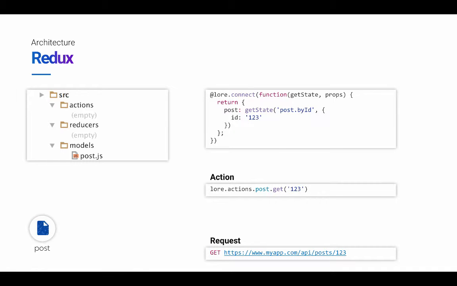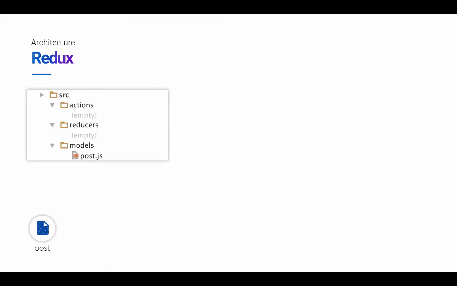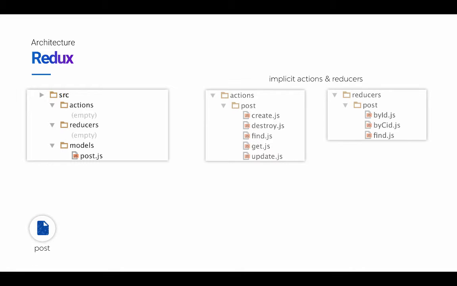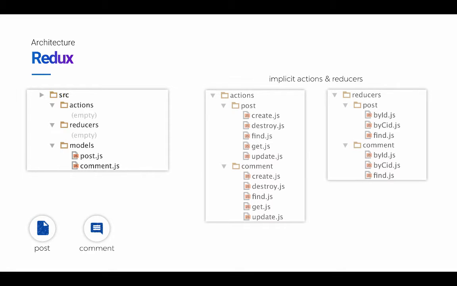We can also request a post by ID, a common usage of which would be to retrieve data associated with a specific route, such as the post corresponding to the post ID in a URL, which is provided to us by React Router. So to recap what all of this means, if we go back to our project structure, we have a single post model. And the existence of this model implies the existence of a default set of actions and reducers to support standard CRUD operations. If we need to interact with another resource, such as comments, then we simply add a model called comment. And Lore will in turn generate a series of actions and reducers to support standard CRUD operations on comments.